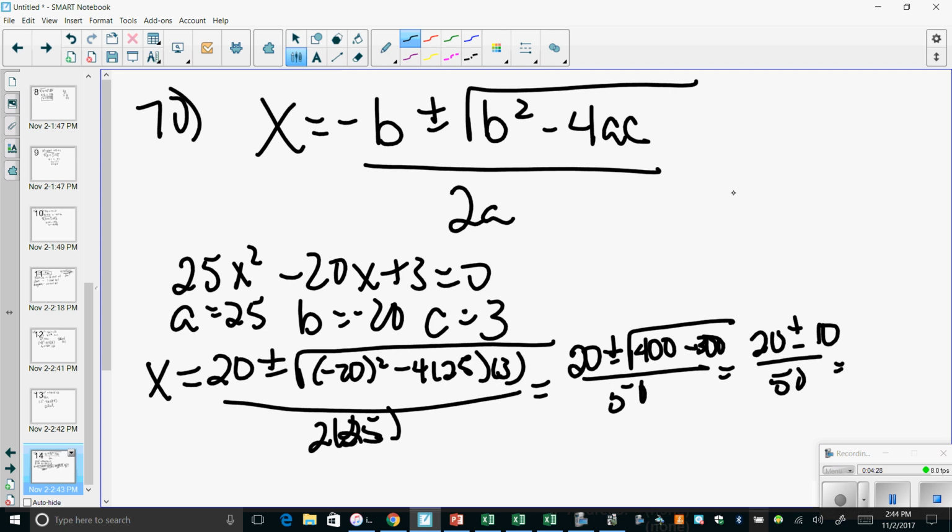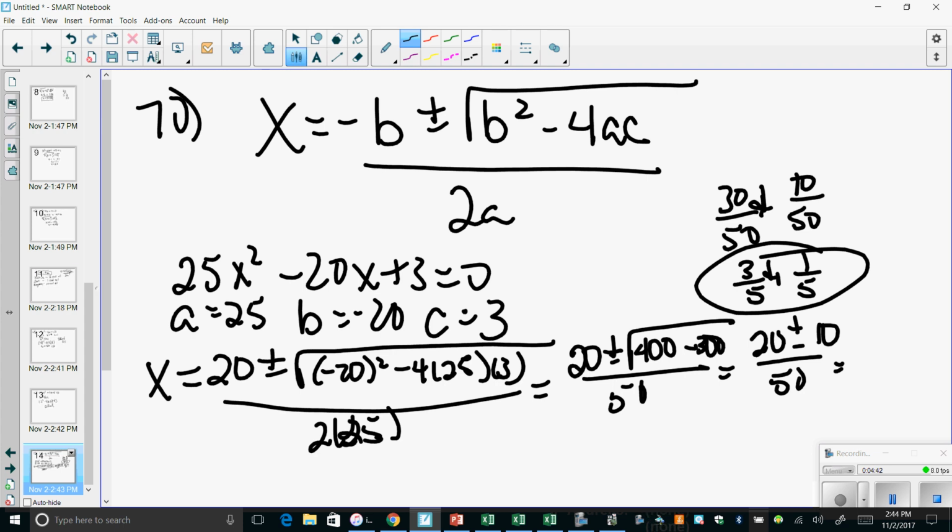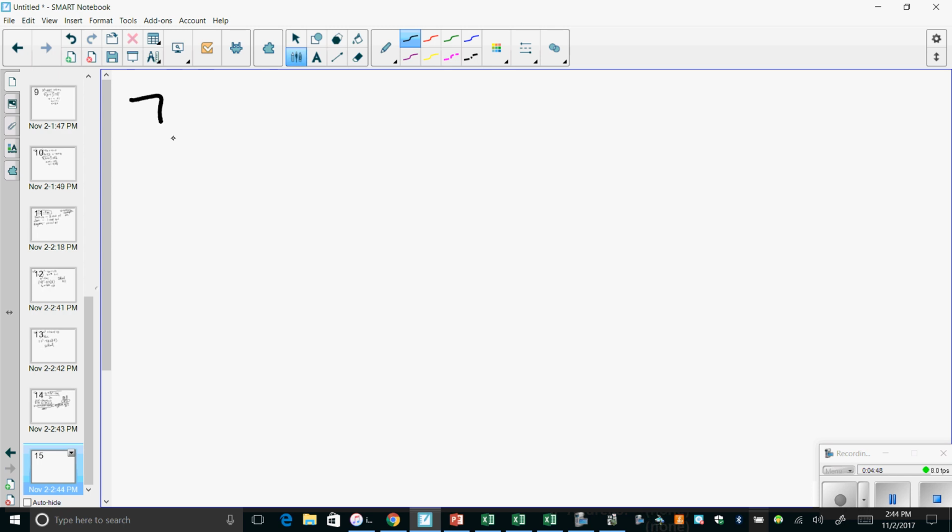20 plus 10 is 30 over 50, or 3/5 if I reduce it. And 20 minus 10 would be 10 over 50, or 1/5. So 3/5 and 1/5, those are my answers for number 70. Number 75: x squared plus 8x minus 4 is equal to 0.